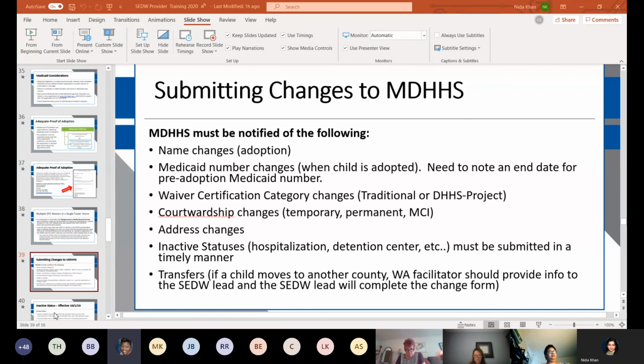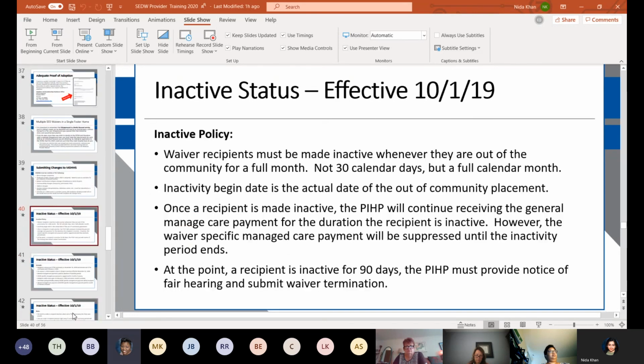SED waiver transfers: if the child is moving to another county within Michigan, or moving out of state, though primarily this is related to moving within Michigan now that the SED waiver is available in all of our 83 counties, we're going to need that information so we can work on facilitating a transfer and making sure the child will have adequate services in the county that they're moving to.